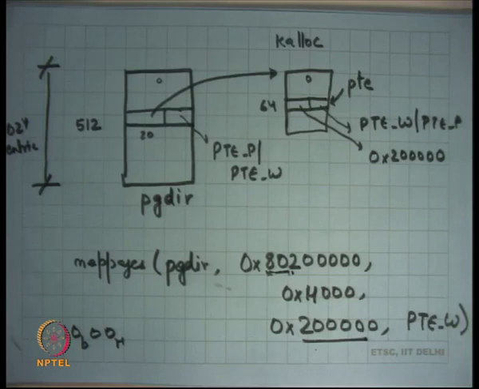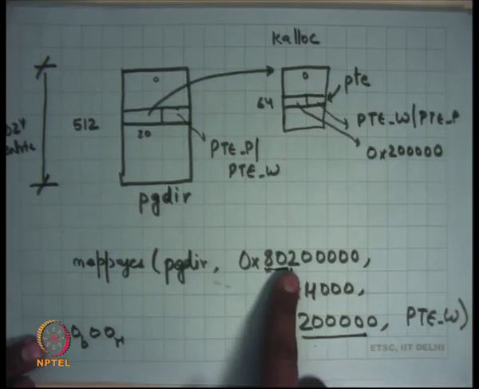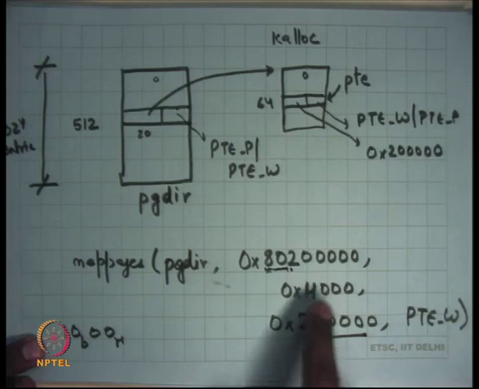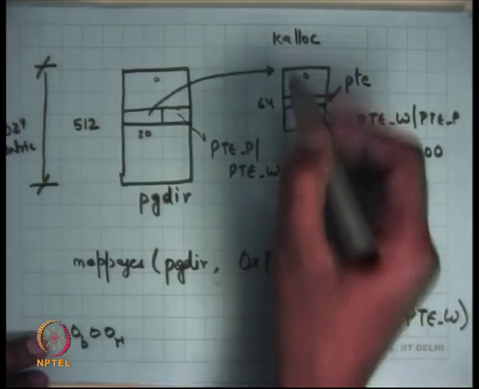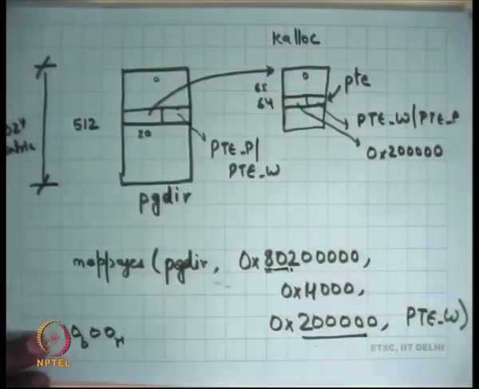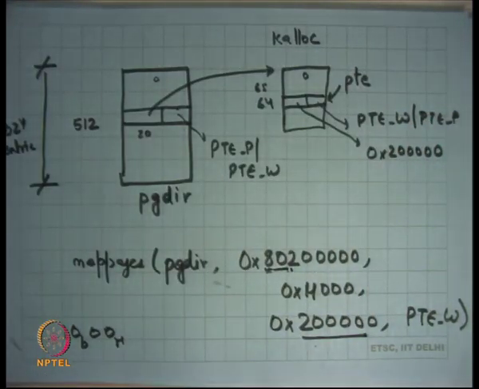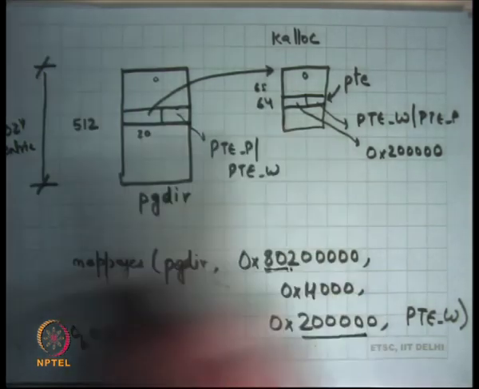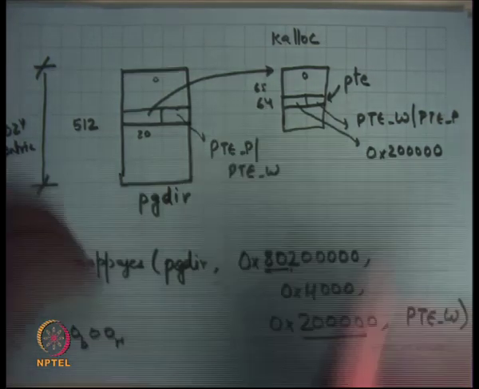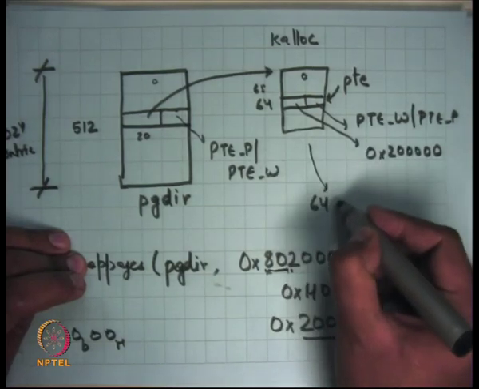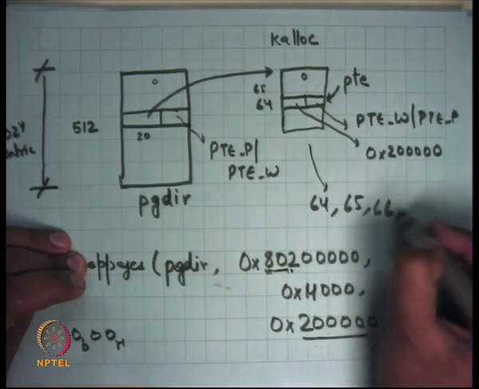So you've created a mapping as desired from 80200, but you also have to do it for all these pages. How many pages are these? These are to the power 12, these are 4 pages, right. So you have to do it for entry number 64, 65, 66 and 67. So you have to create 4 entries in the PTE, right. So you allocated one page table page and you created 4 entries in the page table page to create this mapping. So in this case the entries 64, 65, 66 and 67 are going to be created.